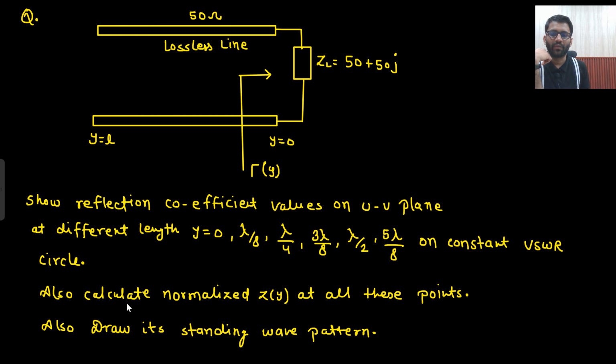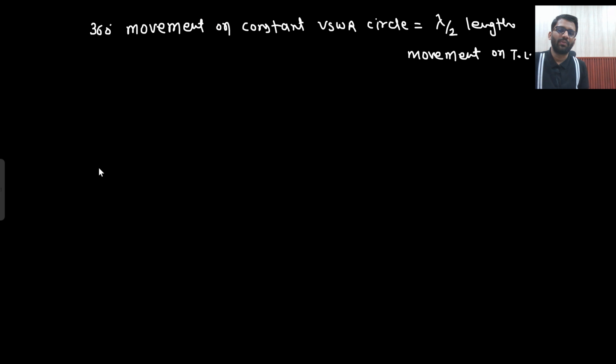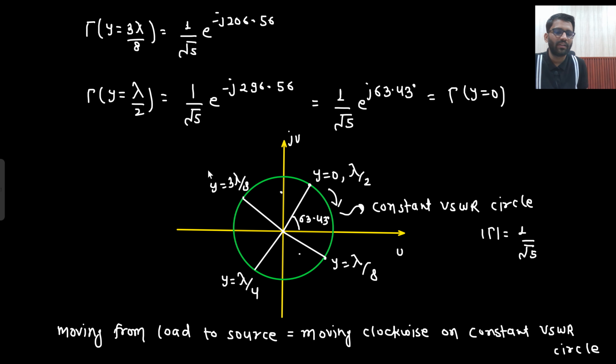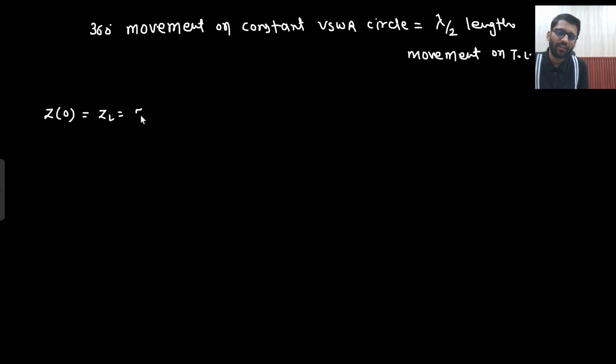Now what else do we need to find? We need to calculate the normalized impedance at all the points. So at y equals 0, what is your impedance? What do you think? Z at y equals 0 is your ZL only, because at y equals 0 the impedance is ZL only, 50 plus 50J. But let's find the normalized impedance at y equals 0. What would that be? I need to divide by 50, so I will get 1 plus J.